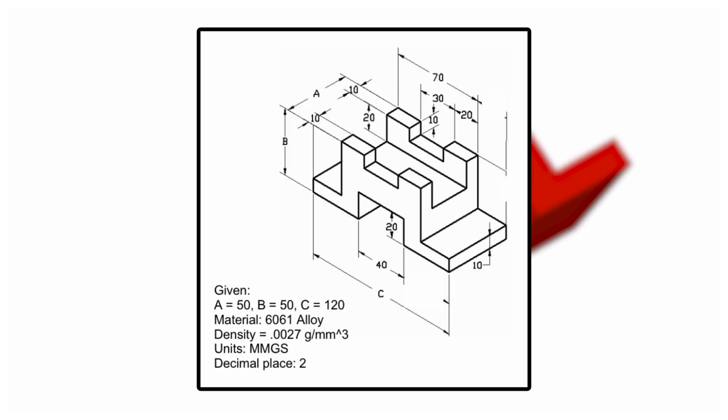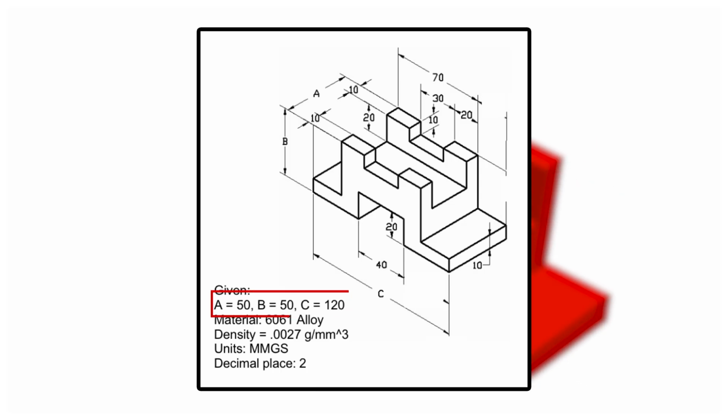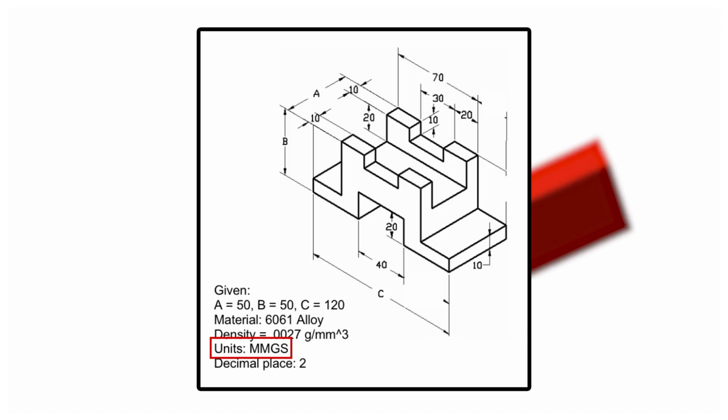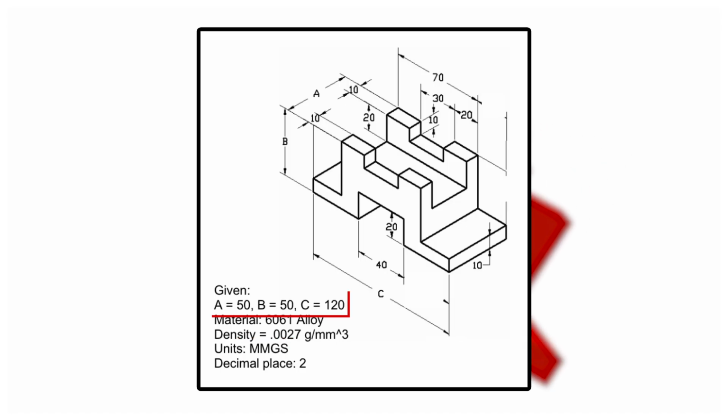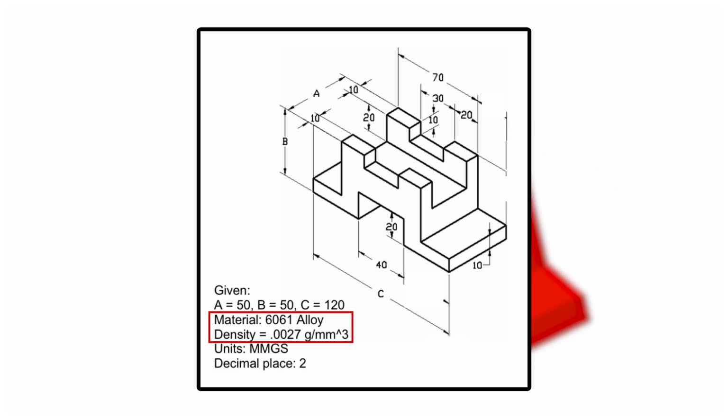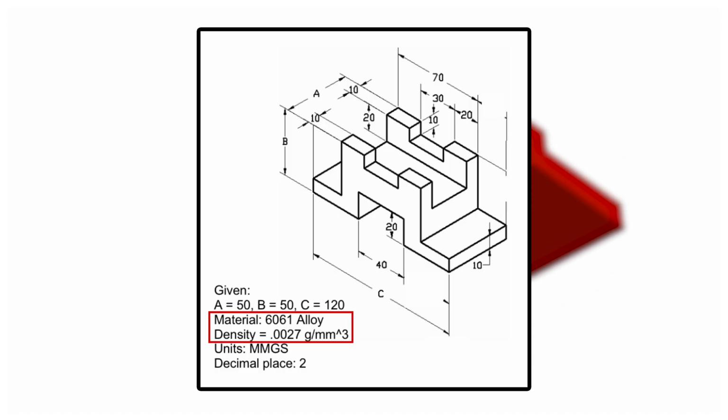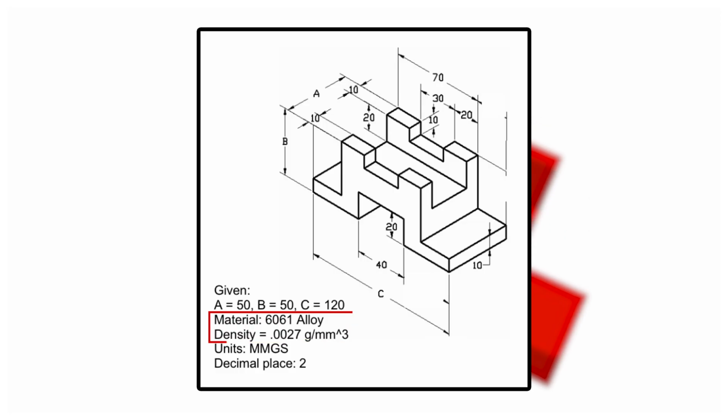As we can see from the reference drawing, we have three variables, variable A, B, and C, where A is 50, B is 50, and C is 120. Our units are going to be millimeters, grams, seconds, so that indicates that A, B, and C are in millimeters. It gives us a material of 6061 alloy, and it has a density of 0.0027 grams per cubic millimeter.